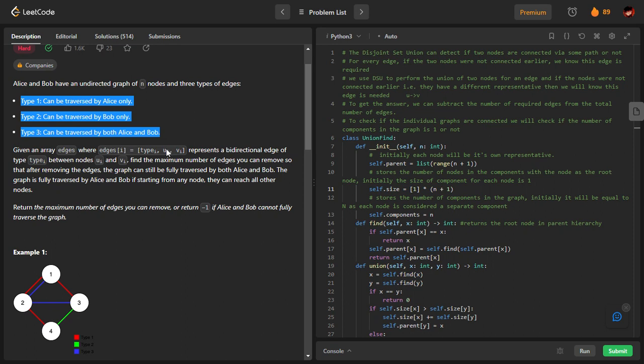Okay, that is the meaning of traversable. If we read this part, this is what I mentioned. After removing the edges, the graph is fully traversed by Alice and Bob, if starting from any node, they can reach all the nodes.